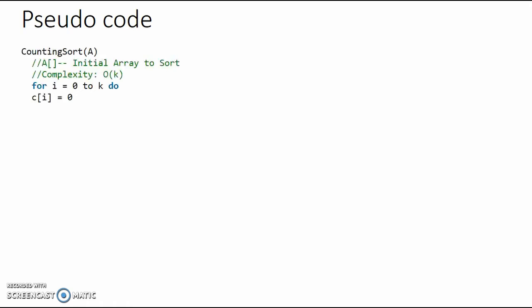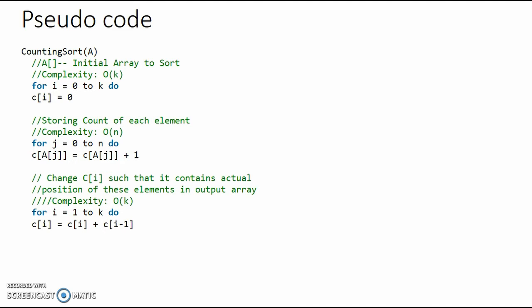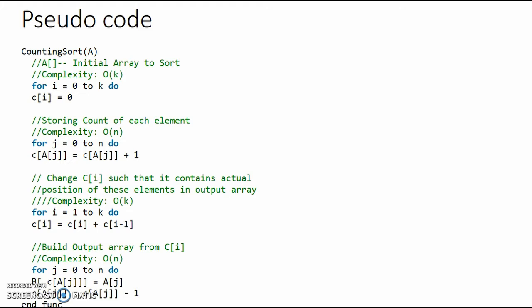Let us look at the pseudocode. First, we create the count array of size k and initialize it to 0. Next, we store the count of each element in this count array. Then we create the running sum in the count array. And lastly, we build the sorted array just as we saw in the previous slide.